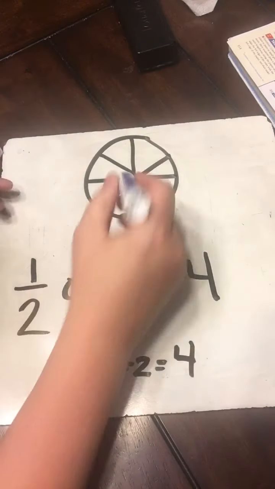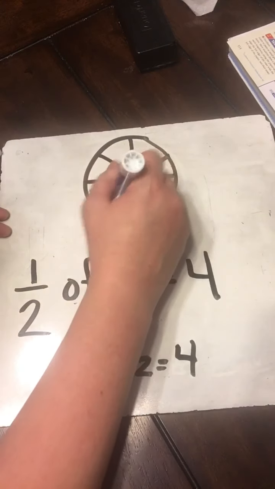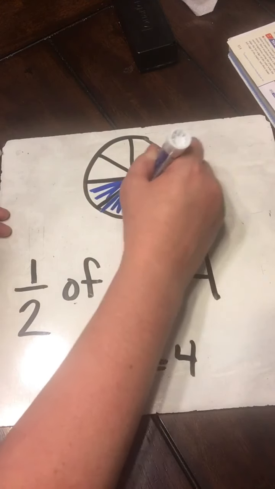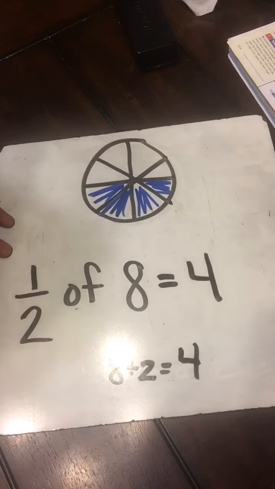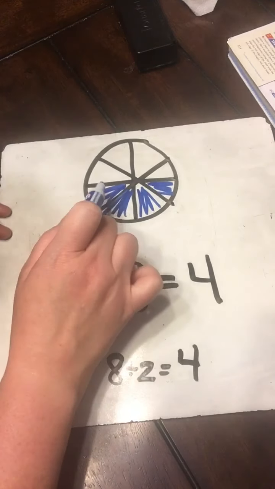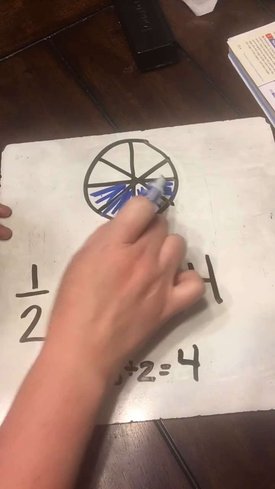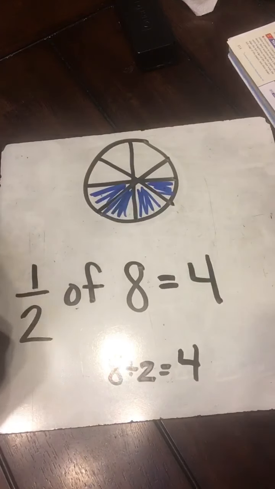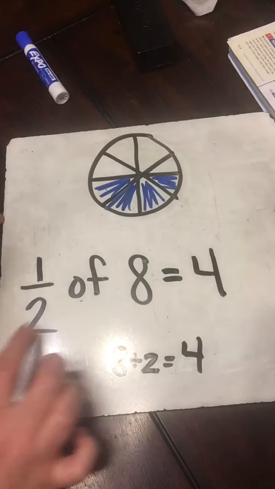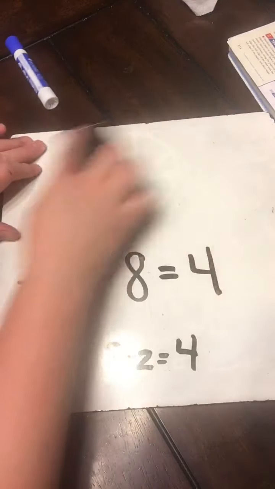And if we actually were to check our math, and I colored 4 of those pie sections in, we see that 1, 2, 3, 4 of them take up half of our pie graph. So that's what we're doing. 1/2 of 8 is 4.